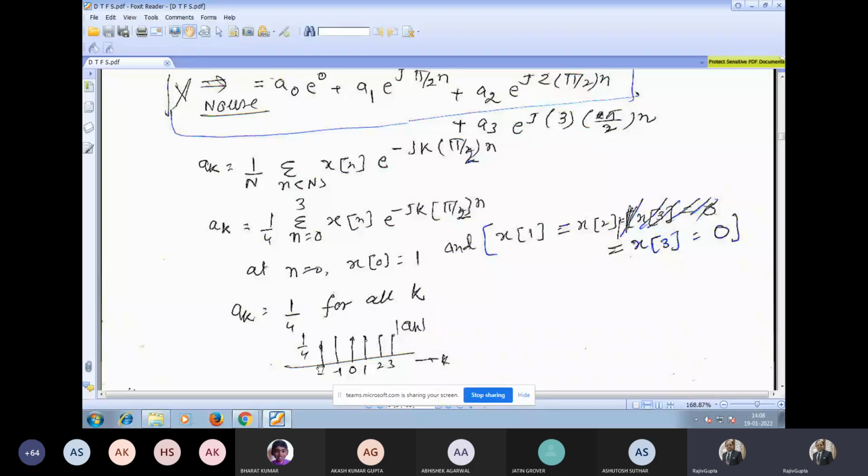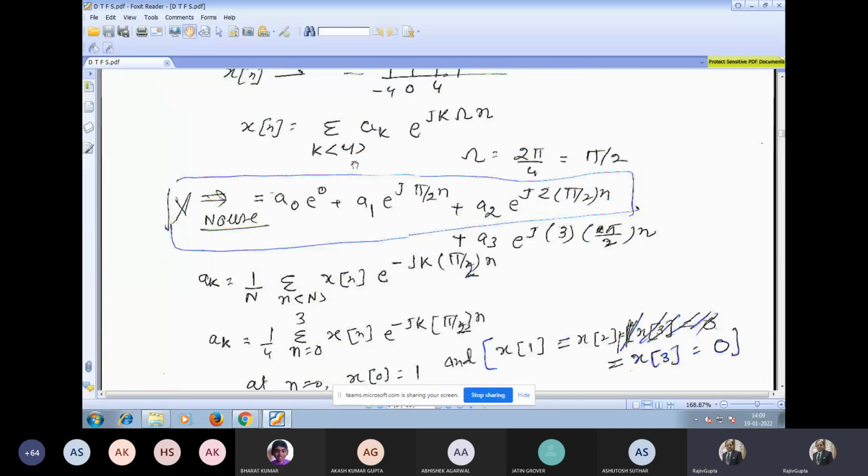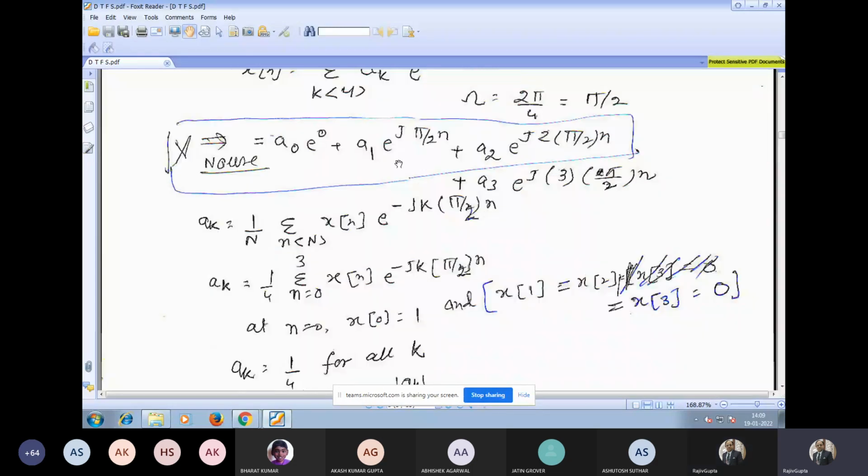a_k is 1 by 4. So the Fourier series coefficient for this series is 1 by 4. So your answer becomes the sum over k indexing of n, or indexing over 4, of 1 by 4 e to the power j k pi by 2 n and so on. So there are only 4 impulses which are capable of representing your original signal.